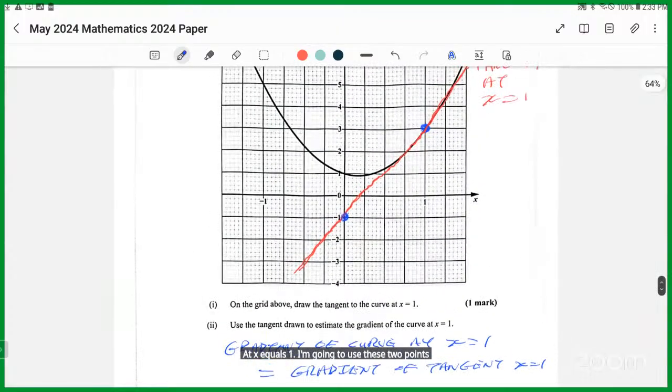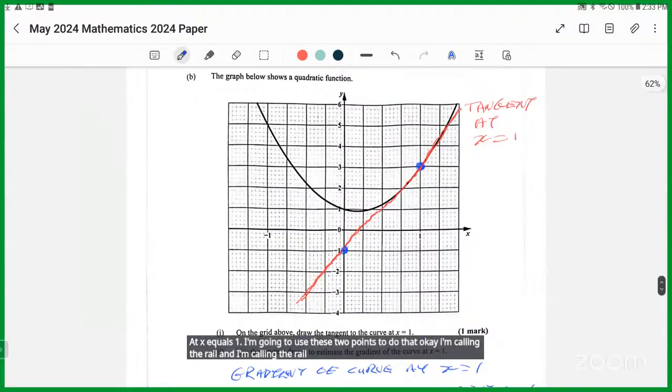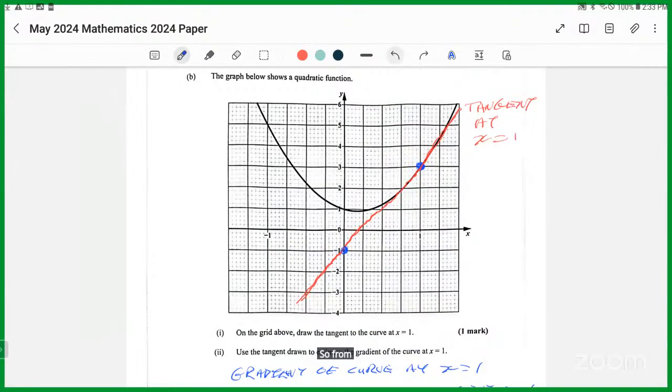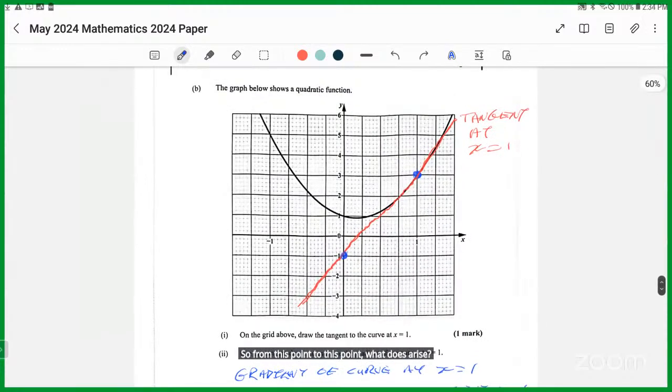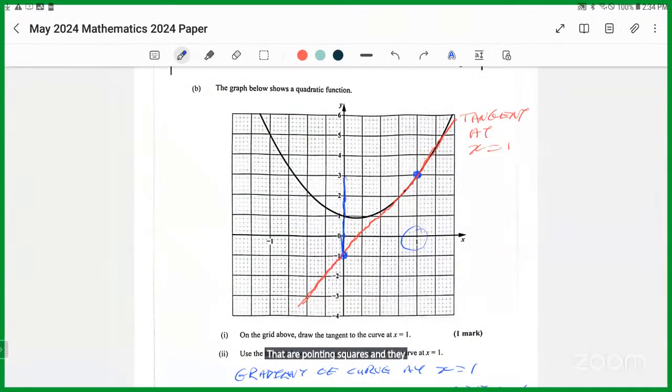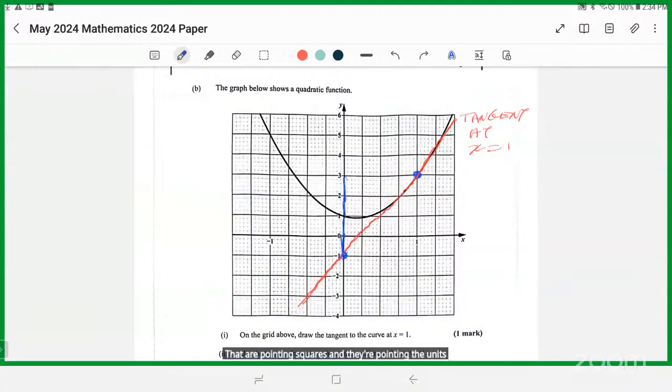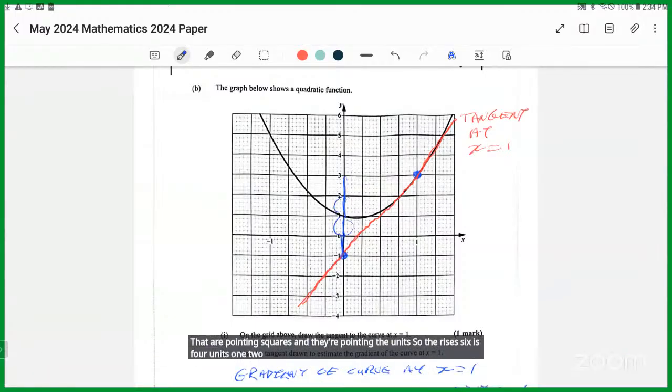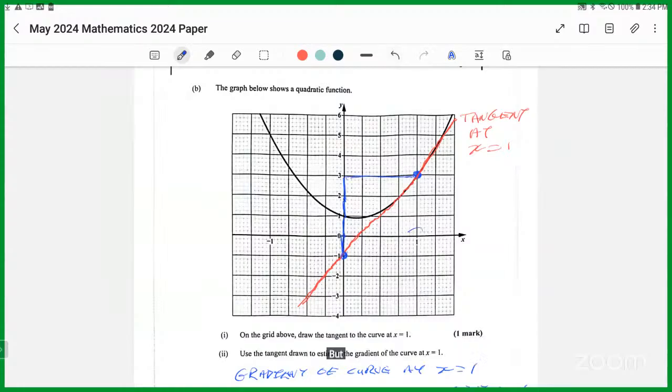I'm counting the rise and I'm counting the run. Let's count it off. From this point to this point, what is the rise? 1, 2, 3, 4 is the rise. No guys, it's not counting squares, you're counting the units. So the rise is 4 units. But the run is just 1 unit across here. See it? So the run is 1 unit.